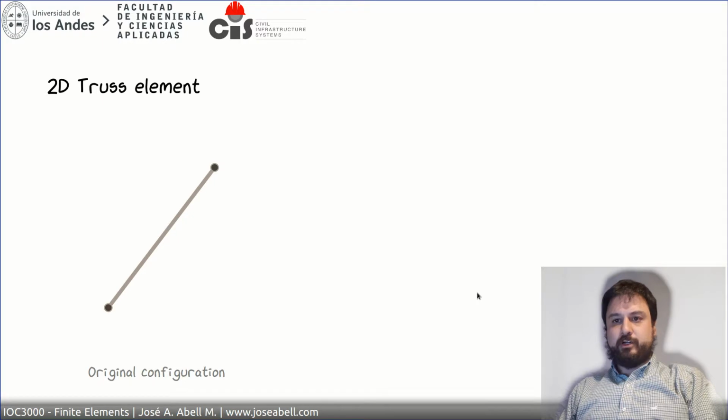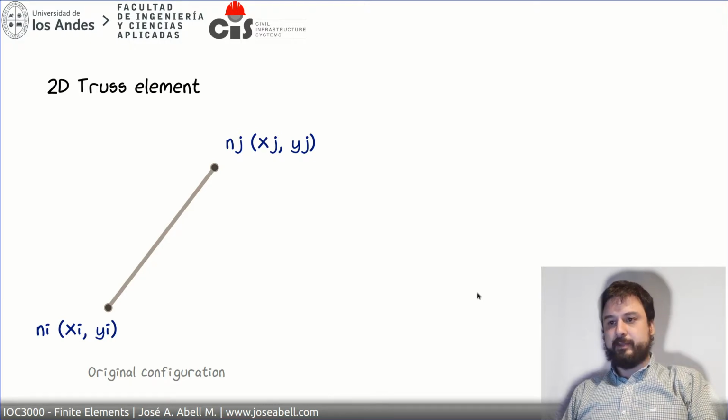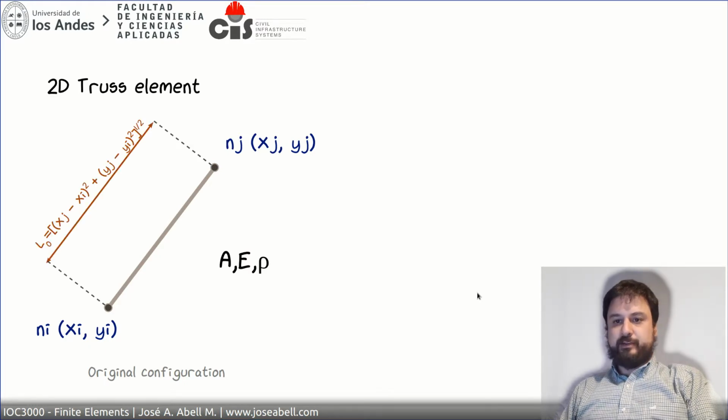Now we start with a 2D truss element in its original configuration. This truss element connects nodes Ni and Nj of the global structure. Ni is located at coordinates xi, yi, and Nj at xj, yj. From that information, we can compute the original size by just taking the subtraction of all coordinates, squaring those, and taking the square root of that. So this original length is just the norm of that vector.